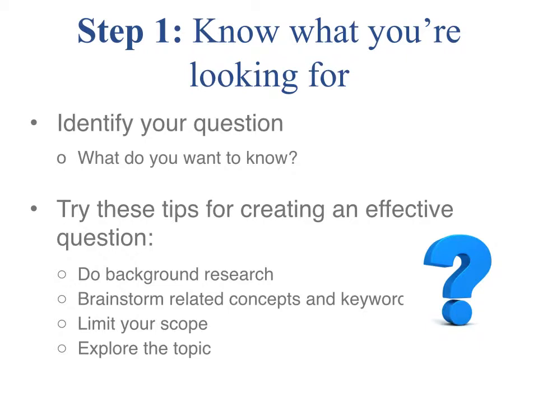In order to come up with an effective question that will get you where you need to go, start by doing some background research on the topic. This will help you identify some keywords and refine your search terms. Brainstorm some related concepts and keywords. For example, if you're interested in knowing about celiac disease, jot down some related words such as gluten, allergy, intolerance, wheat, etc. to include in your search.